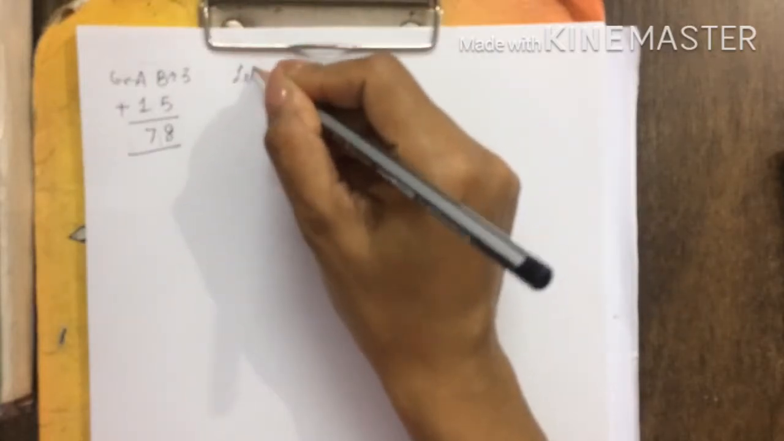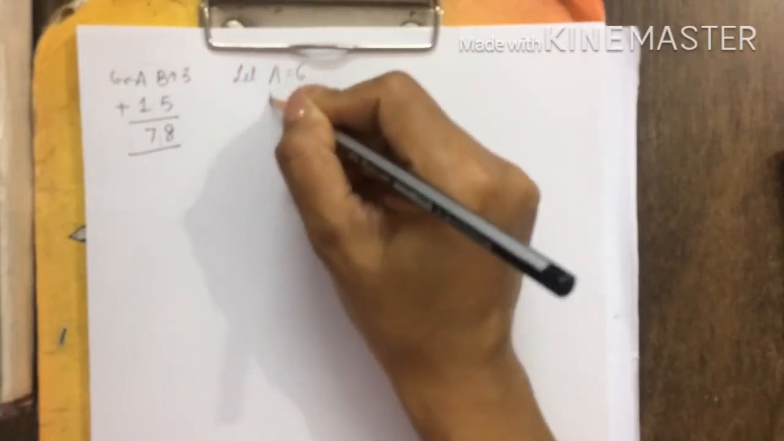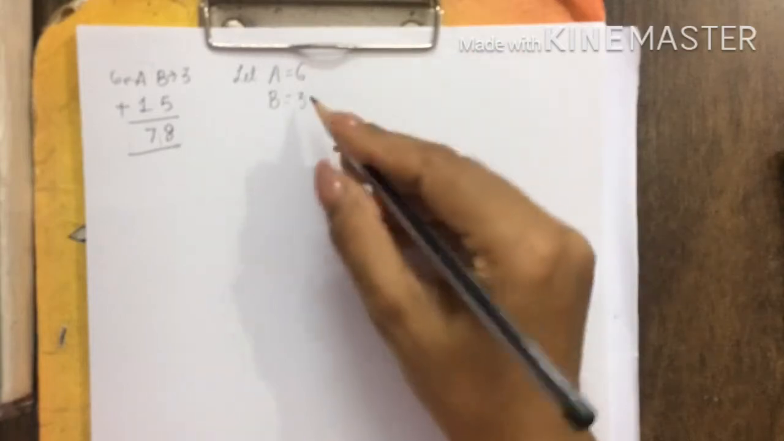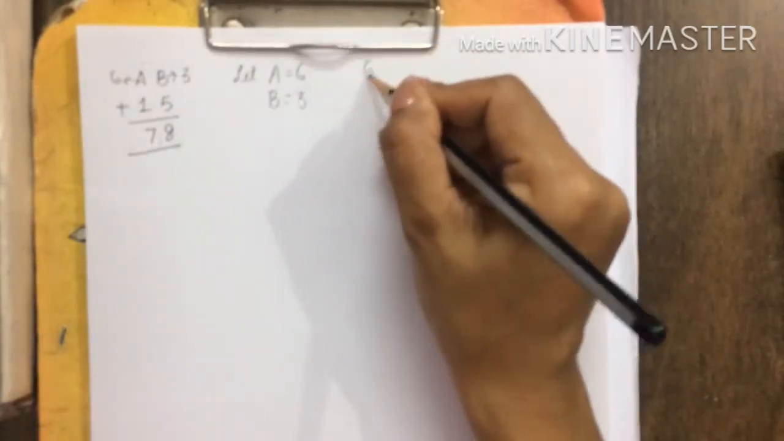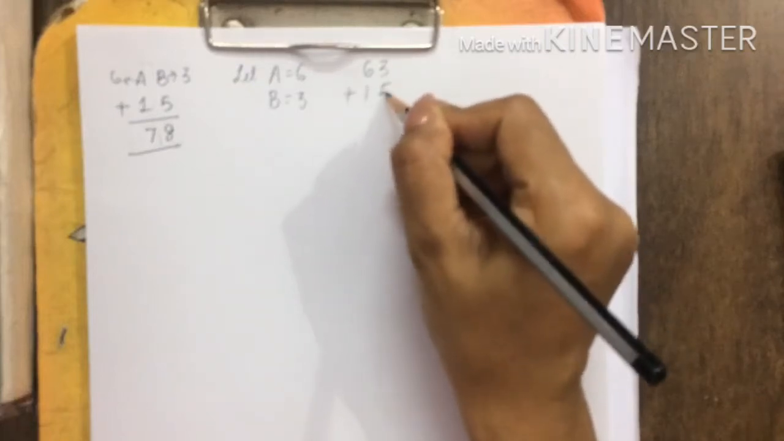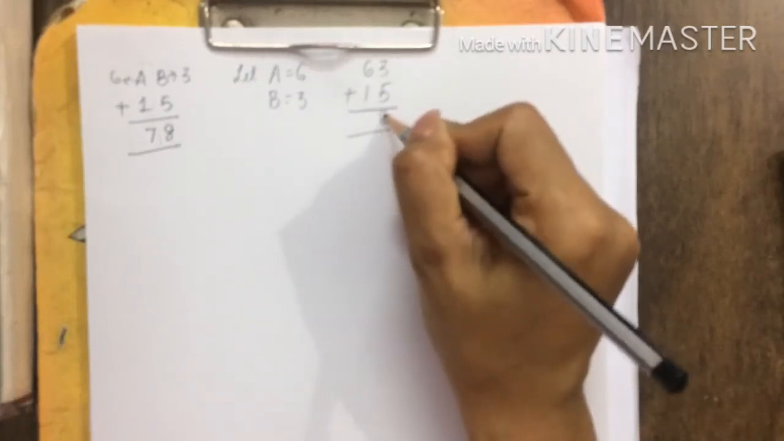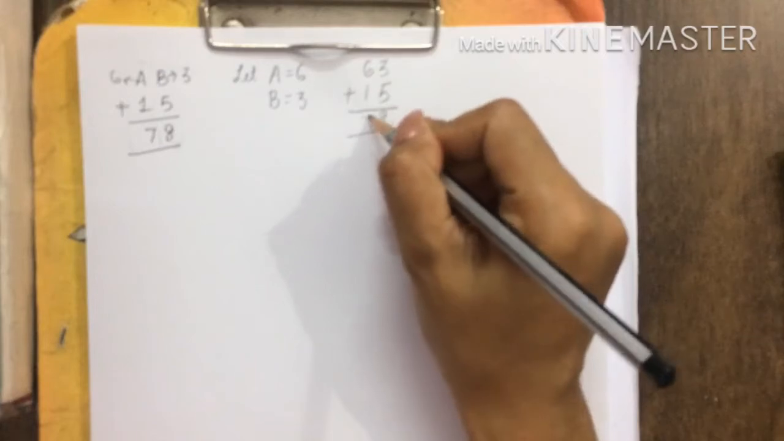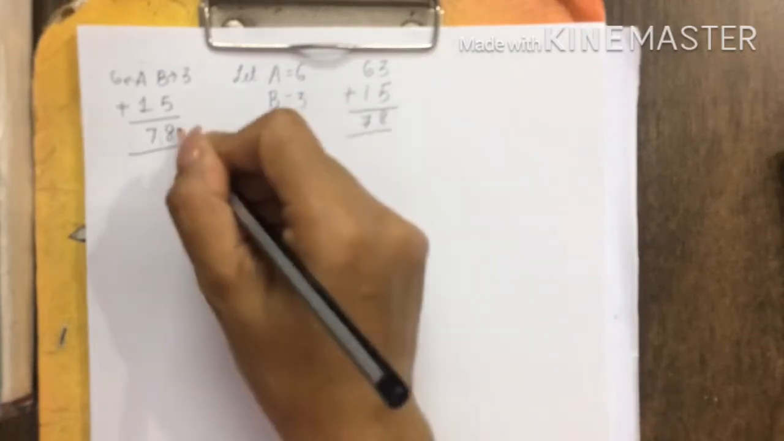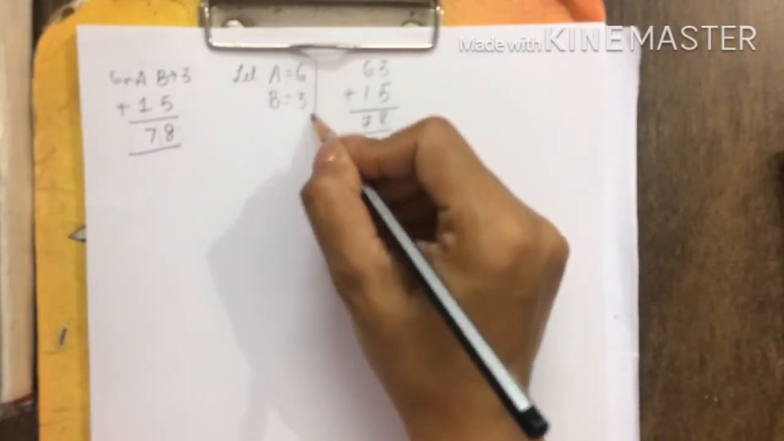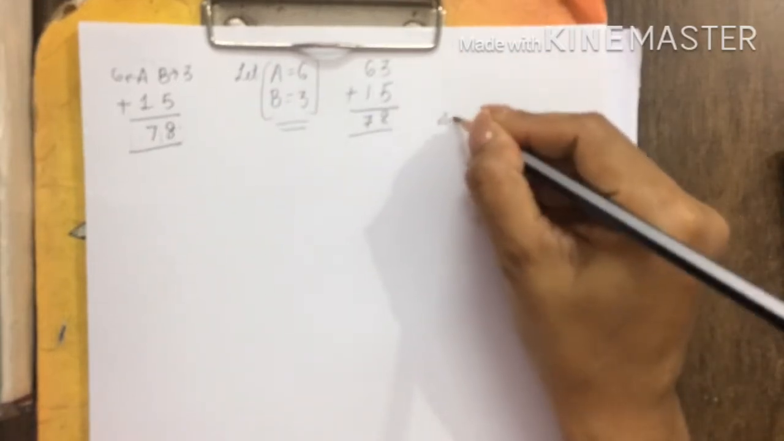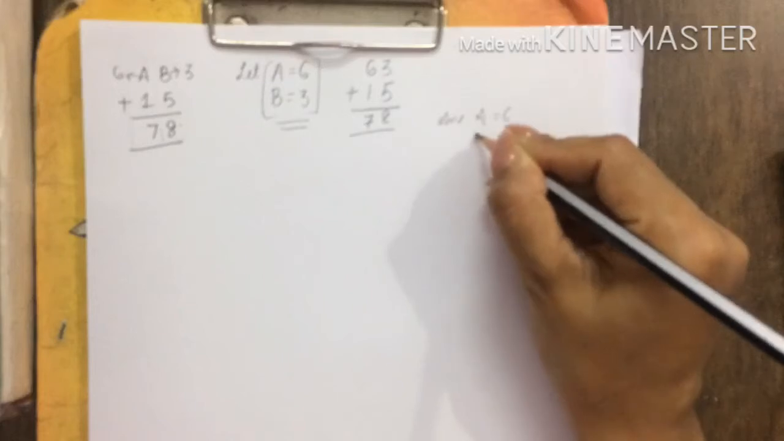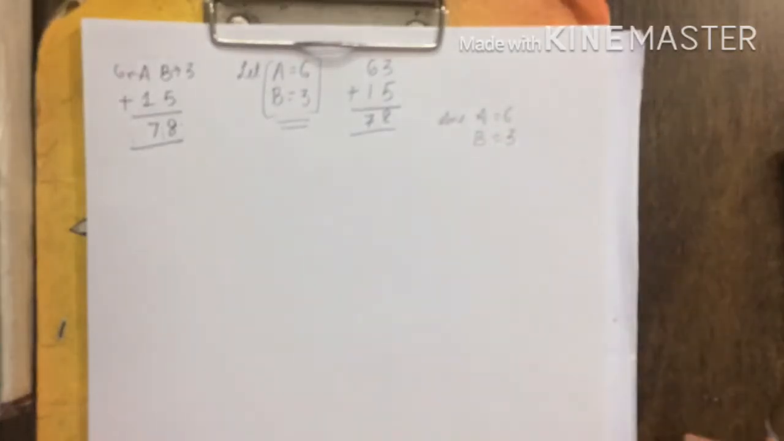So I would be writing this way. Let A equal 6, B equal 3. Now if I use these values for A and B, how does my problem look? My problem looks like this. Adding 5 and 3 make 8, 6 and 1 make 7. Now the answer matches with the answer given, so that means the values which I tried are correct. There is no error. So my answer will be A equals 6 and B equals 3.